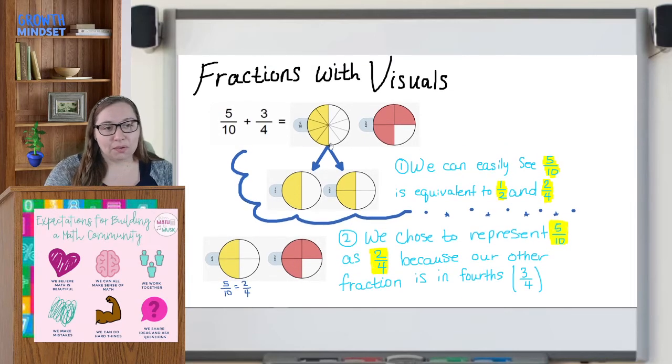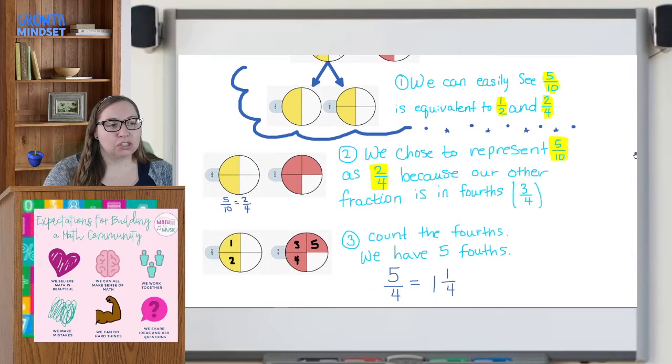So now that we know that 5/10 is equivalent to 1/2 and also 2 over 4, we can decide which one we're going to use to represent it. So we're going to choose 2 over 4 to represent our 5/10 because they're equivalent fractions. And the reason why we're choosing 2/4 is because our other fraction is already in fourths. So that would make it so much easier. Using the same amount of pieces is like getting a common denominator in a sense.